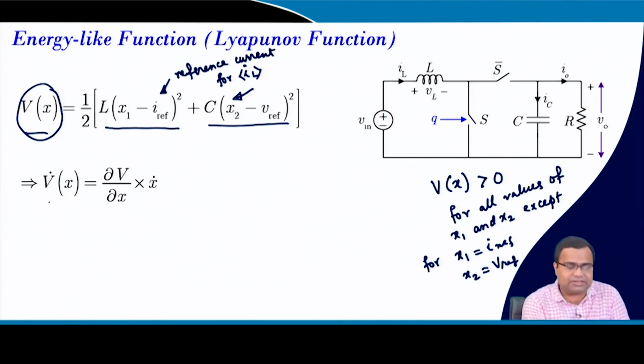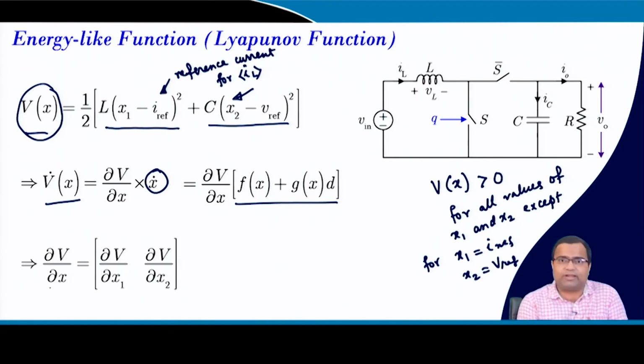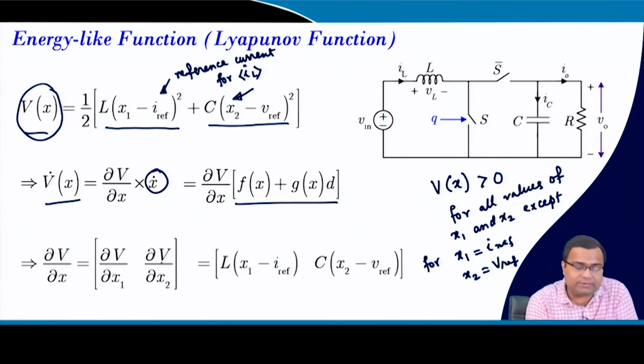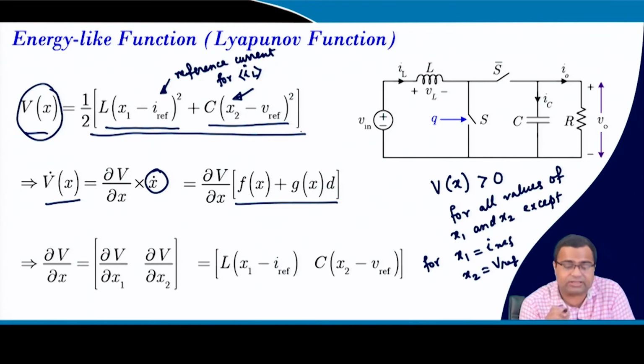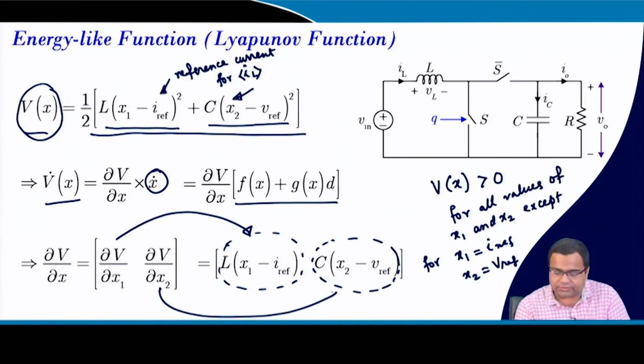So, if you take the differentiation of this, that means the rate of change of energy, we can write dV/dx into x dot, and x dot is nothing but our f(x) plus g(x) into d, and that we have discussed in the previous slide. Now, what is dV/dx? It is dV/dx1, dV/dx2. What is my dV/dx1? If I differentiate this function with respect to x1, it will be simply L times this. So, this is nothing but our dV/dx1, and this one is simply this one. Okay. So, we obtain this.